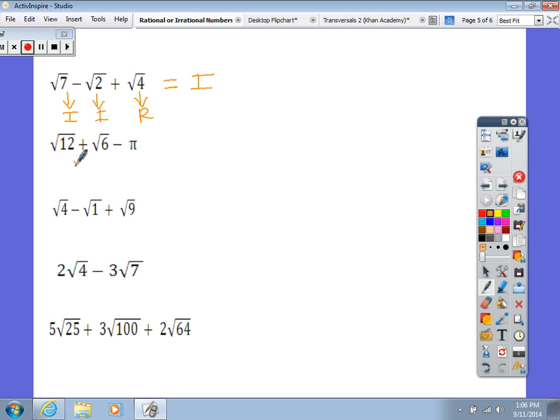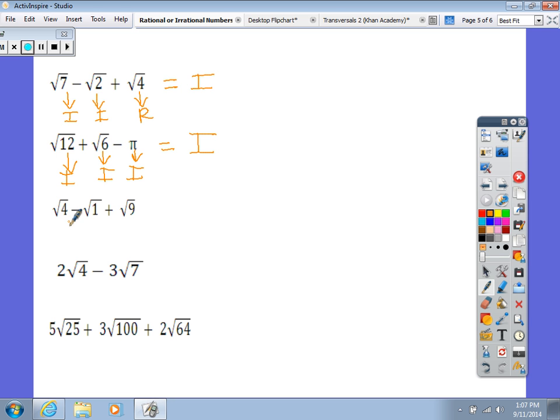What about the square root of 12? Irrational. Square root of 6 is also irrational. Pi is also irrational. Every single one of these is irrational, but remember, all we need is just one number to be irrational, which just means if one of them is irrational, then the whole thing is. But if they're all irrational, they're still all irrational.